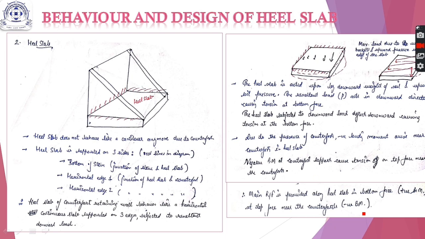Therefore negative bending moment at the counterfort support causes tension on the top face near the counterforts, and the downward forces also lead to positive bending moment near the midspan. So that is the positive bending moment reinforcement. So main reinforcement is provided along the heel slab in the bottom face, and at the top face near the counterforts due to the negative bending moment.